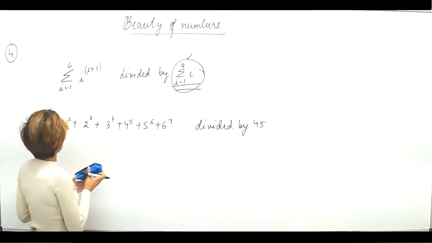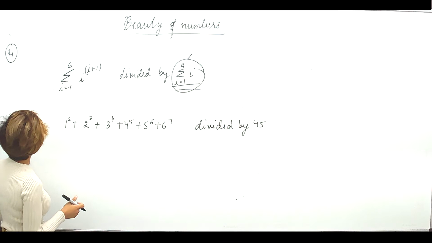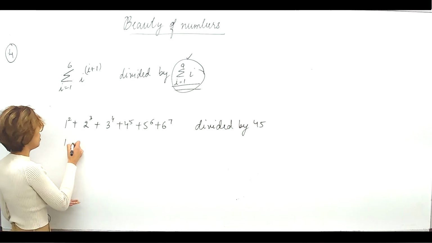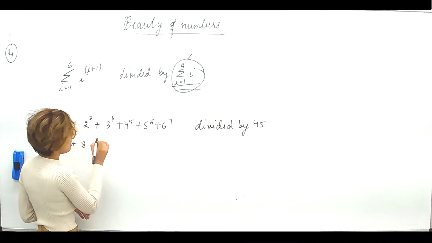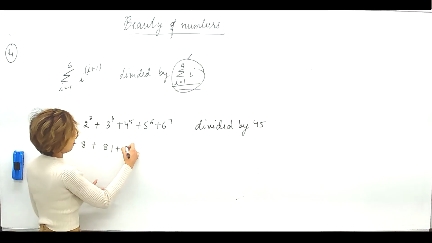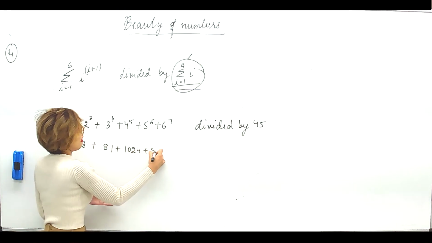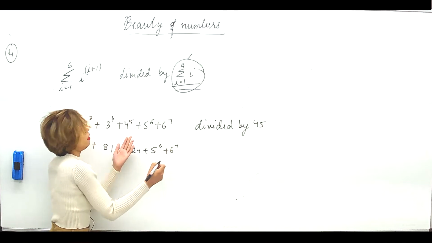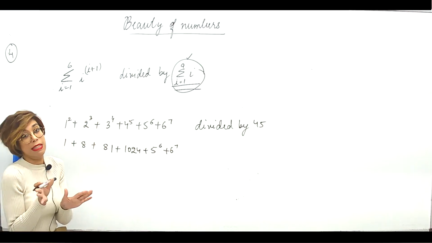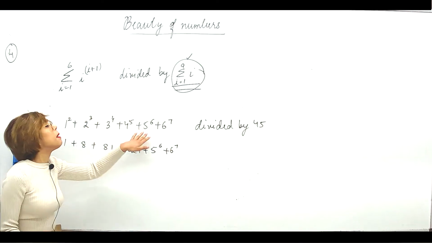Right? Okay. Now, let me do this. Here the tiniest numbers are 1 plus 8, which is 81, and 1024, which is also a tiny number. Plus 5 raised to the power 6 plus 6 raised to the power 7. These are slightly bigger numbers, so I am not interested in that. And you'll be like, "Ma'am, they are not that big, we can do that."